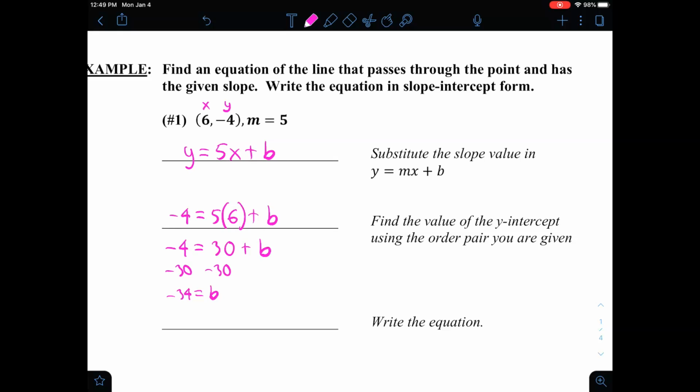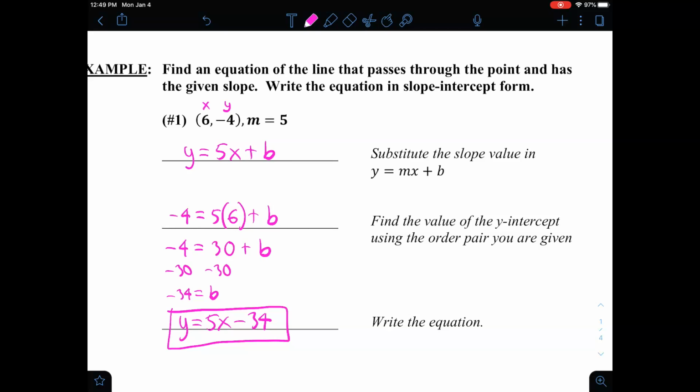equals b. So for our final equation, we take our slope, which was 5. So we have y equals 5x, and then our b is negative 34. We can write minus 34. And there we go.